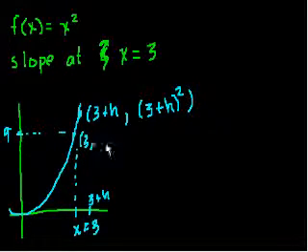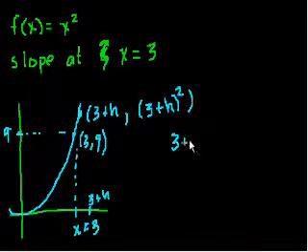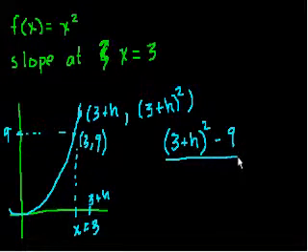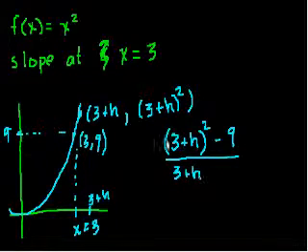And what we want to do is find the slope between these 2 points. I really have to find a better tool. This one keeps freezing. I think it's too CPU intensive. But anyway, we want to find the slope between these 2 points. So what's the slope? It's the change in y, so it's 3 plus h squared minus this y, minus 9, over the change in x. Well, that's 3 plus h minus 3.